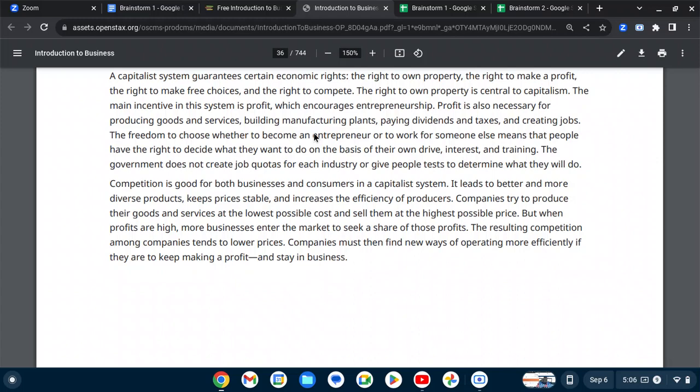Competition is good for both businesses and consumers in a capitalist system. It leads to better and more diverse products, it keeps prices stable, and increases the efficiency of producers. Companies try to produce their goods and services at the lowest possible cost and sell them at the highest possible price. But when profits are high, more businesses enter the market to seek a share of those profits. The resulting competition among companies tends to lower prices. Companies must then find new ways of operating more efficiently if they are to keep making a profit and stay in business.